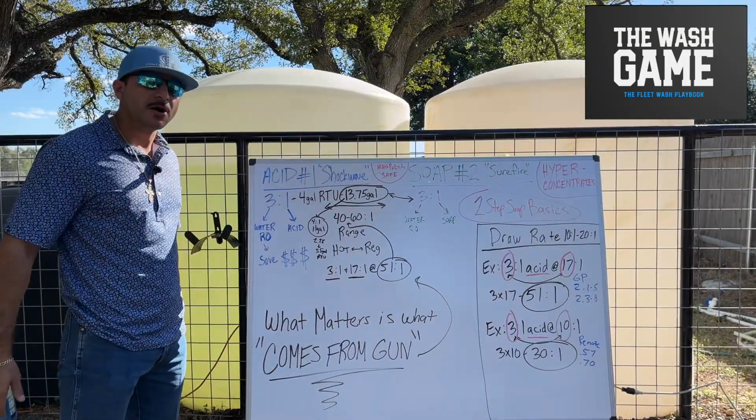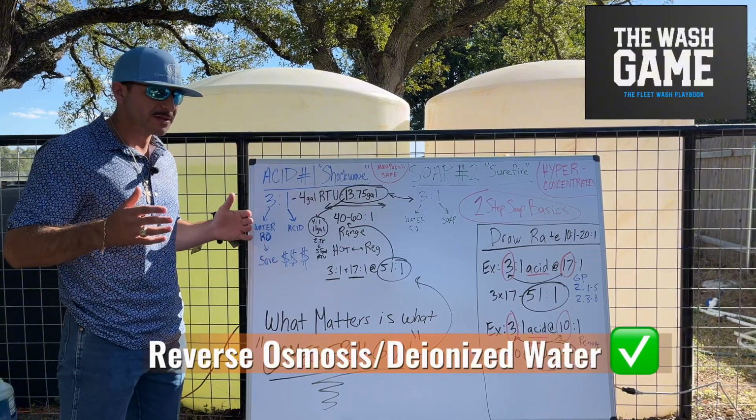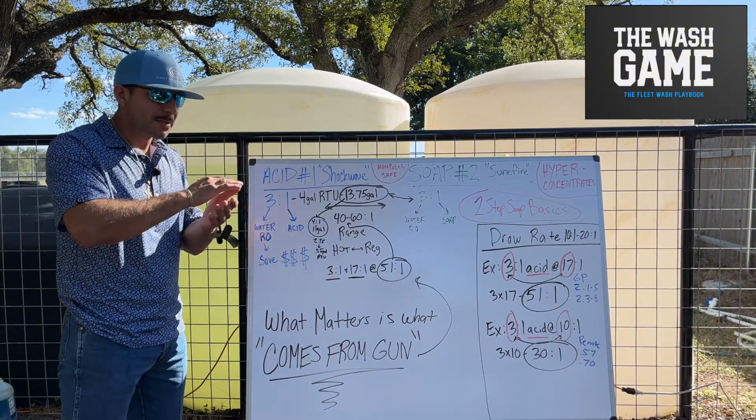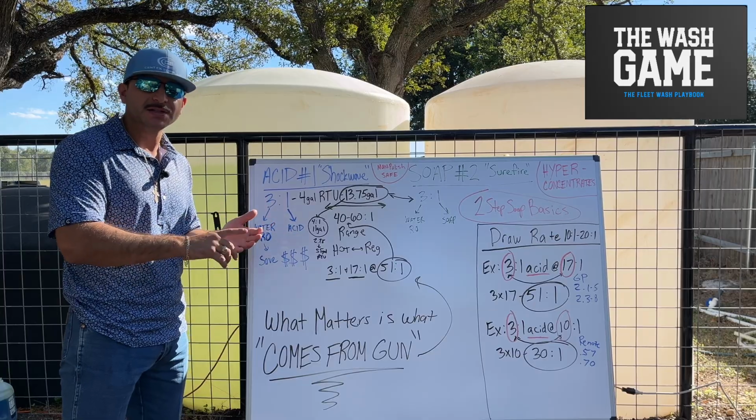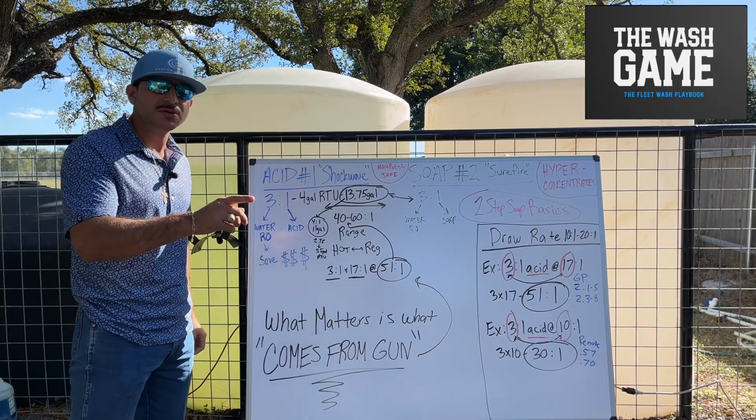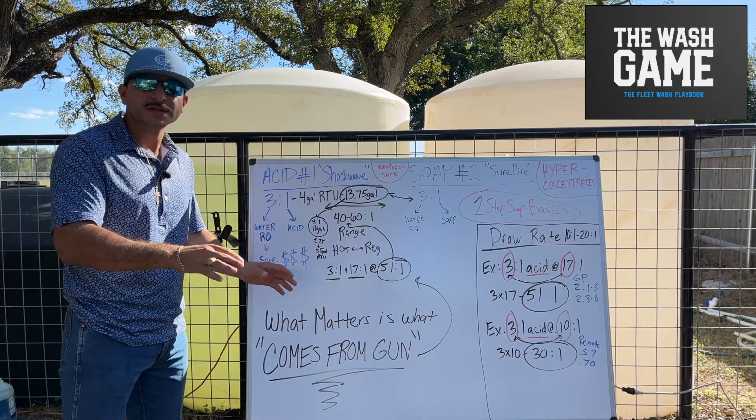Now let's go ahead and talk about RO water. RO water is basically filtering water so that it's completely clean. When you have completely clean water and you're mixing that with your acid and soap, that ensures that your ready-to-use chemical is as strong as it can be.